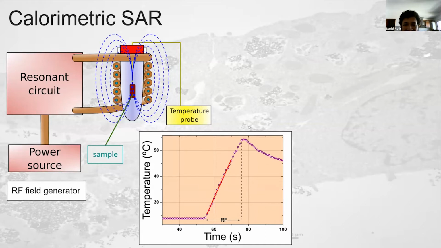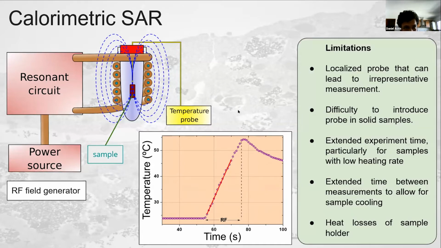This method has several limitations. On the one hand, the localized probe can lead to unrepresentative measurement in the case of an inhomogeneous sample. It's difficult to measure solid samples, and it takes extended time if the sample doesn't heat fast enough. And also we have to take into account the time it takes after turning off the field to cool down. Also, any heat losses the system may experience affect the SAR measurements. And the only information we obtain of the sample of the nanoparticles is this temperature increase versus time.